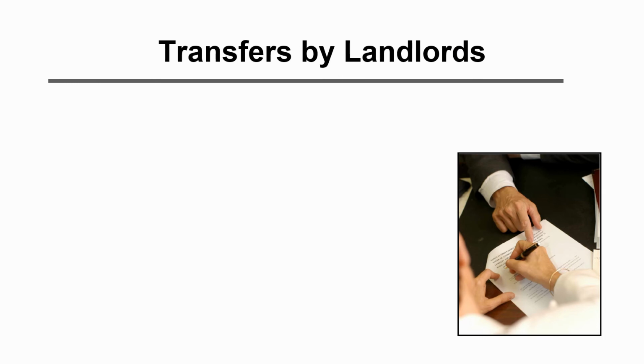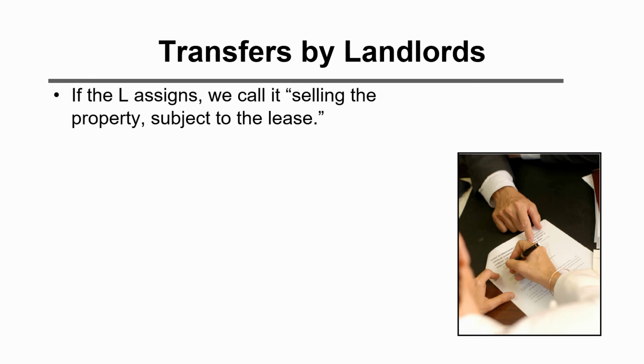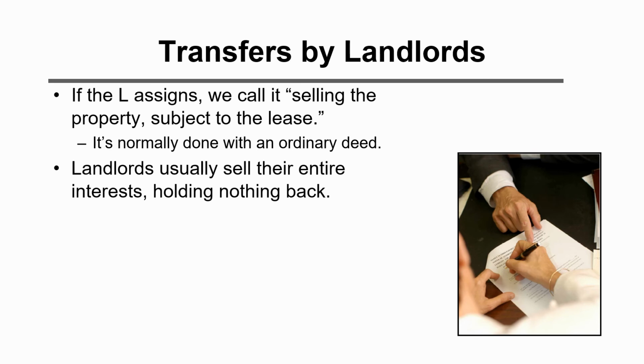Now, at the beginning of the video, I promised you that at the end we would cover transfers by landlords, and that's what we're going to do now. When a landlord assigns the lease, we call it selling the property, subject to the lease. It's an ordinary outright sale of the real estate, and it's normally carried out with an ordinary deed. The deed will effectively transfer the landlord's rents and reversion interests to the new owner of the real estate.